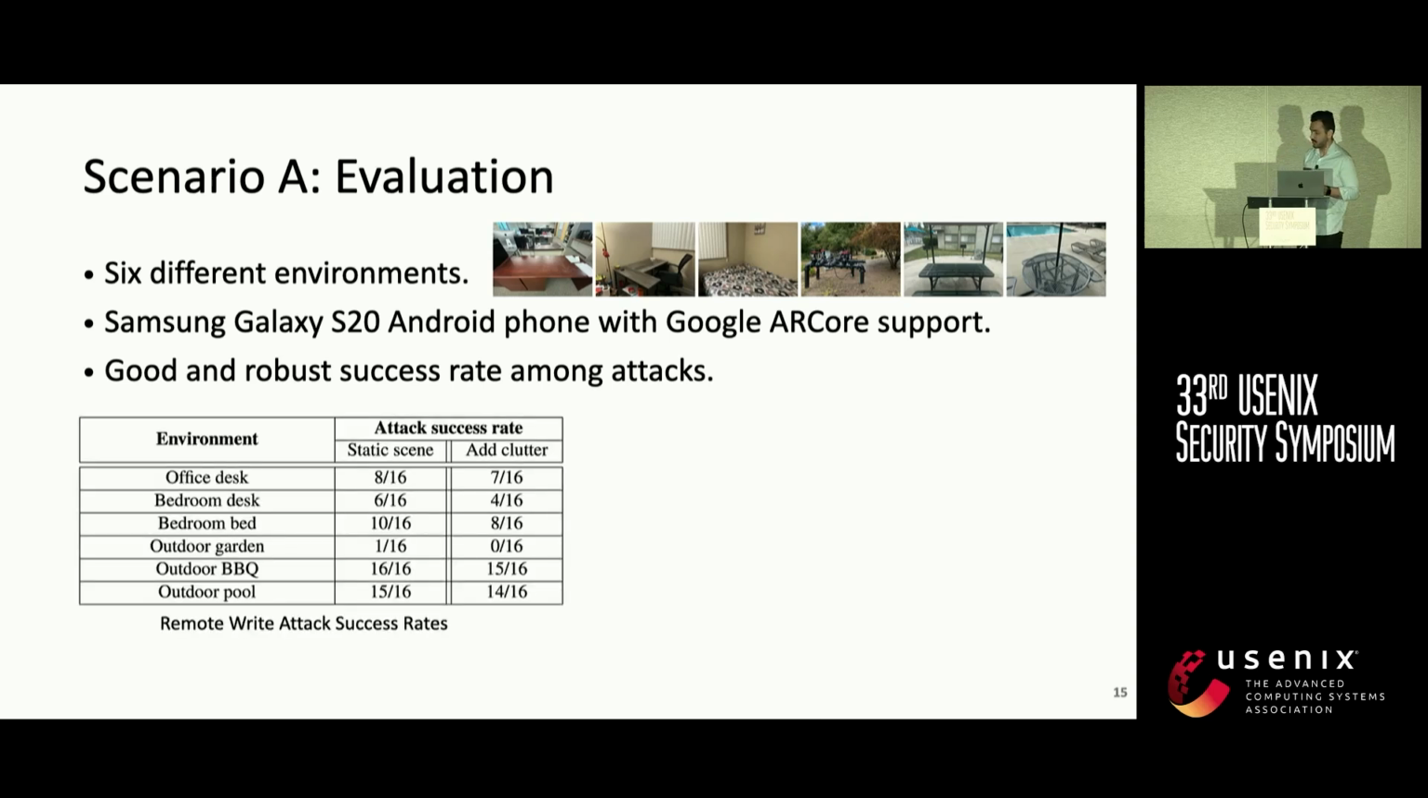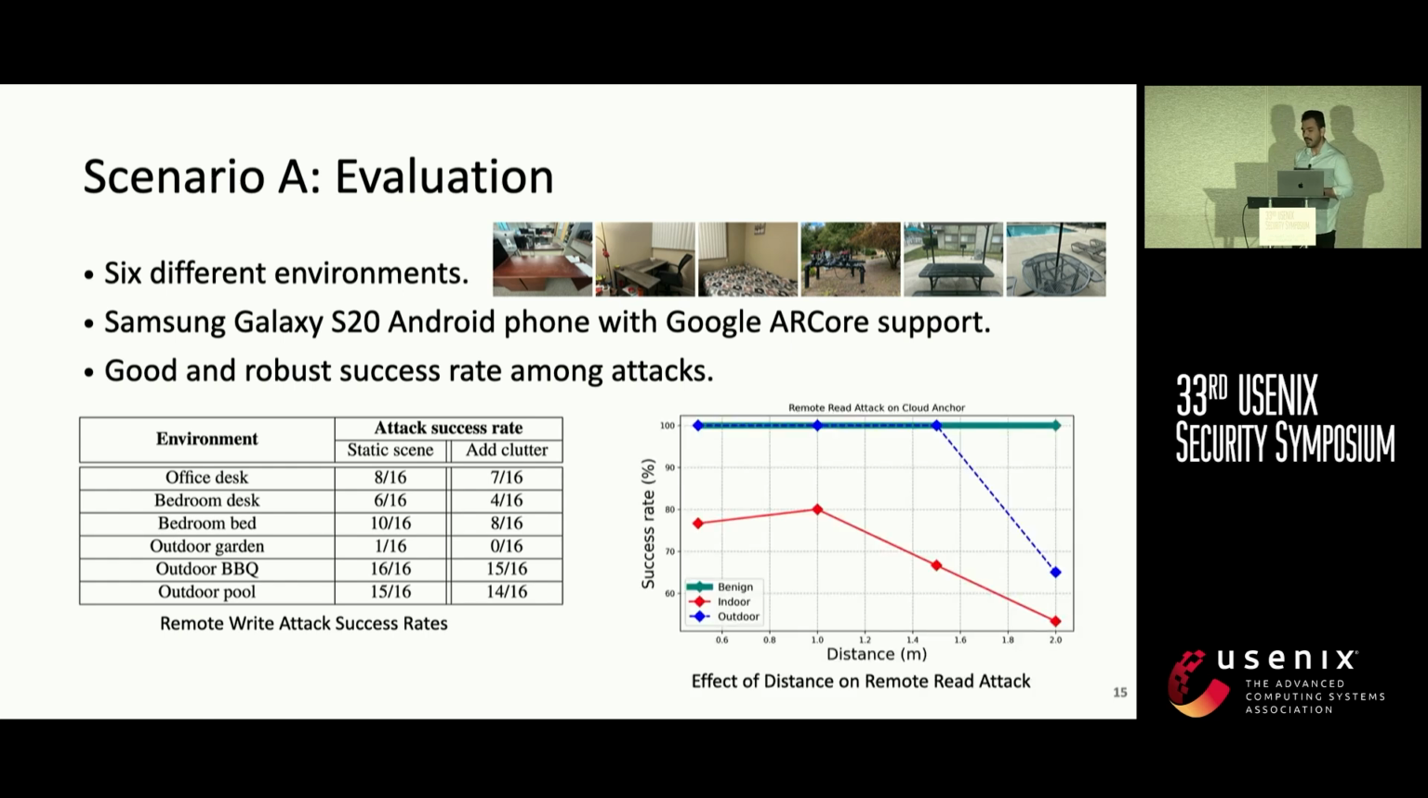For example, this table shows you the attack success rate for the remote write attack. Or this graph shows the effect of distance on the remote read attack. Distance here is the distance of the attacker's device from the monitor showing the picture of the environment. And the best results were at a distance of 1 meter.